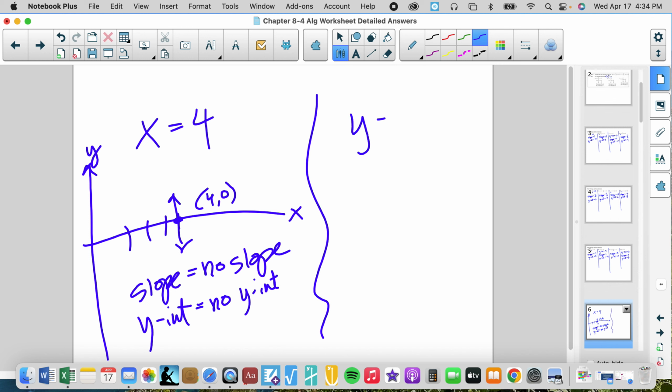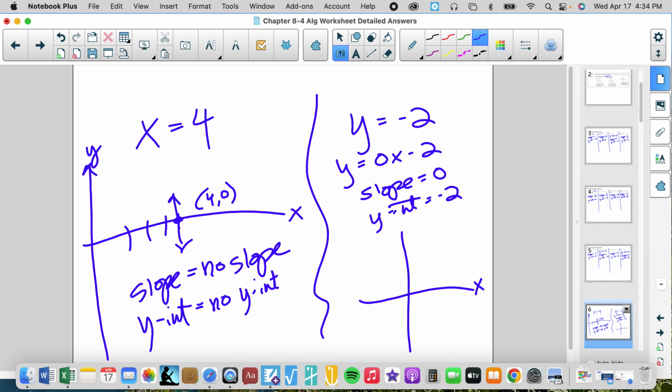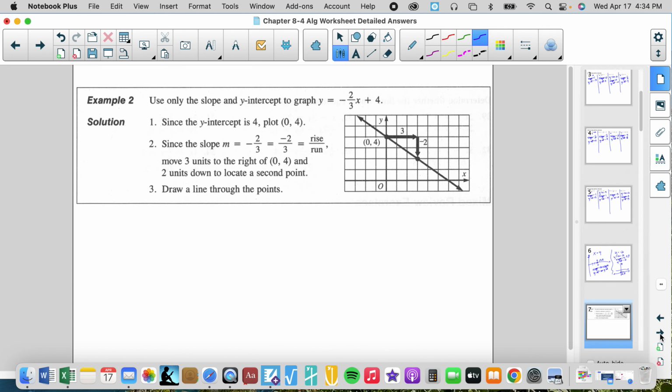Different from when we have y equals negative 2. That looks like 0x minus 2. So this has a slope of 0 and a y-intercept of negative 2. This is my x-axis, my y-axis. This is a horizontal line crossing the y-axis at negative 2. So that point is (0, -2), and a slope of 0. Slope of 0 is 0 over 1. It goes up 0 and right 1, up 0, right 1. Yeah, it makes a horizontal line. So it is very important to know those small differences, not stated here, but important.